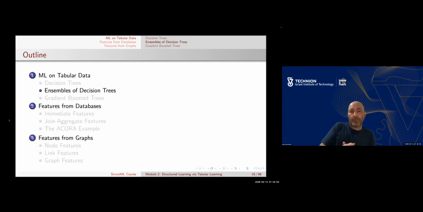Okay, we're done with the decision trees. Next, we'll look at ensembles of decision trees.